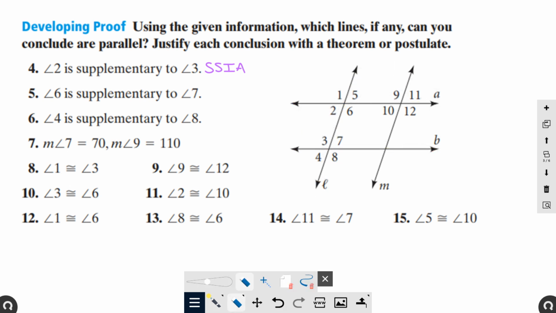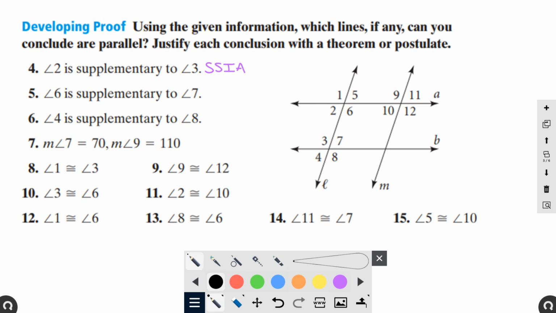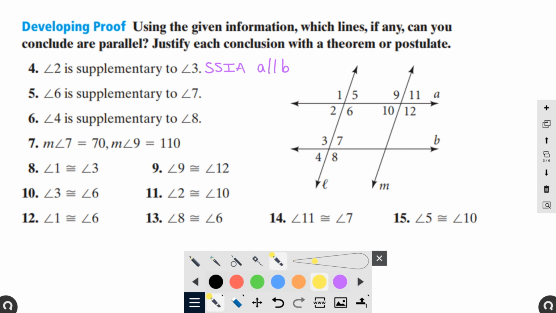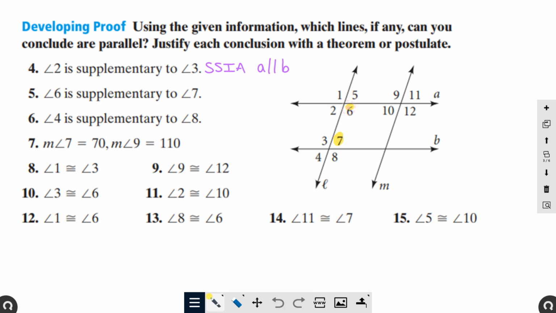So for your other part that you say which lines are parallel, you would say A is parallel to B. And it is perfectly fine if you shorthand this for these problems because there's not a lot of room to write. Okay, our next angles that we have are angles 6 and 7.